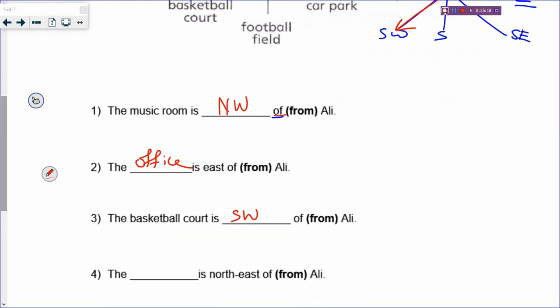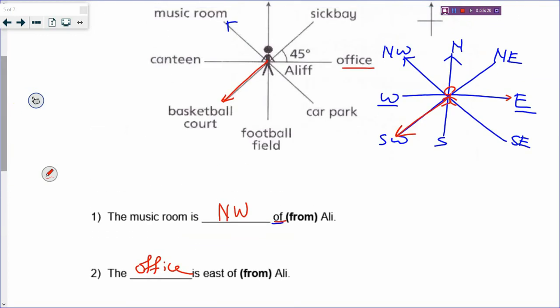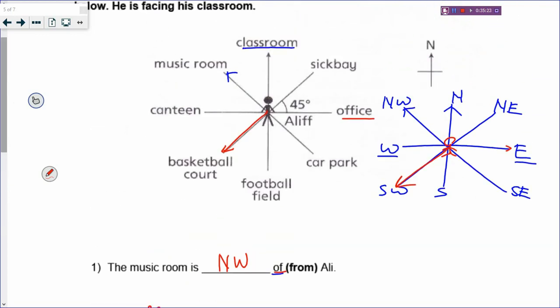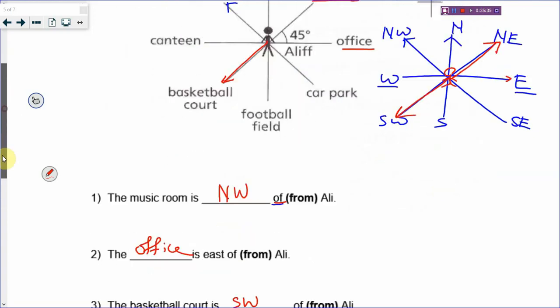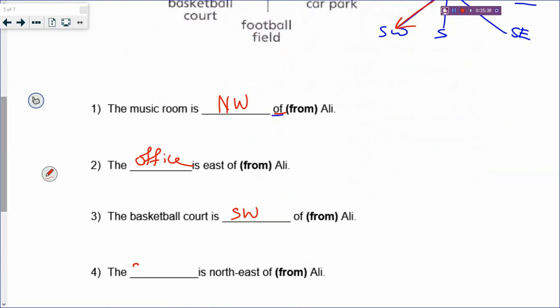All right, next one. The what is northeast of Ali? Northeast. So can you look for northeast? Northeast is here, right? So what is at the northeast direction? So that is the sick bay. So the sick bay is northeast from Ali. All right, sick bay. Got it? It means from Ali's position. If he wants to go in the northeast direction, you will see the sick bay.